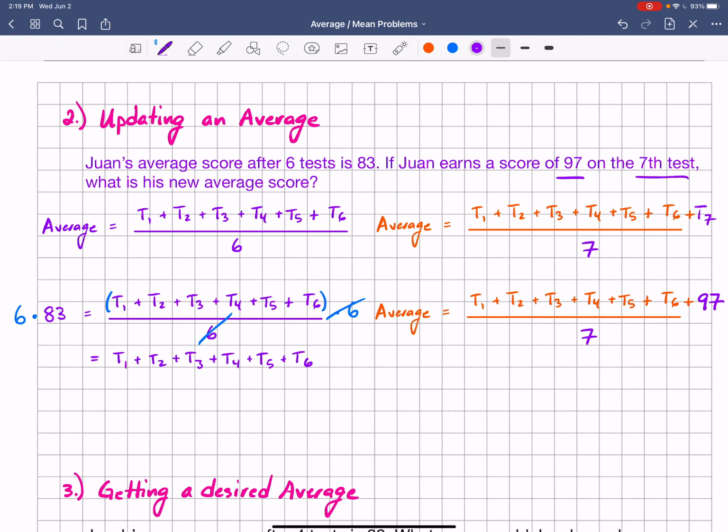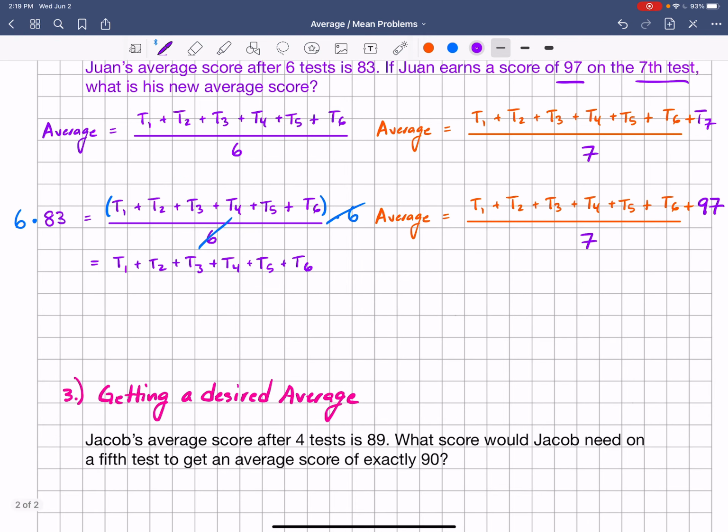So when you add the first 6 test scores, we're going to get the same thing as 83 times 6. So 6 times 3 is 18. 6 times 8 is 48, plus 1 is 49. So when you add up the first 6 test scores, you get 498.